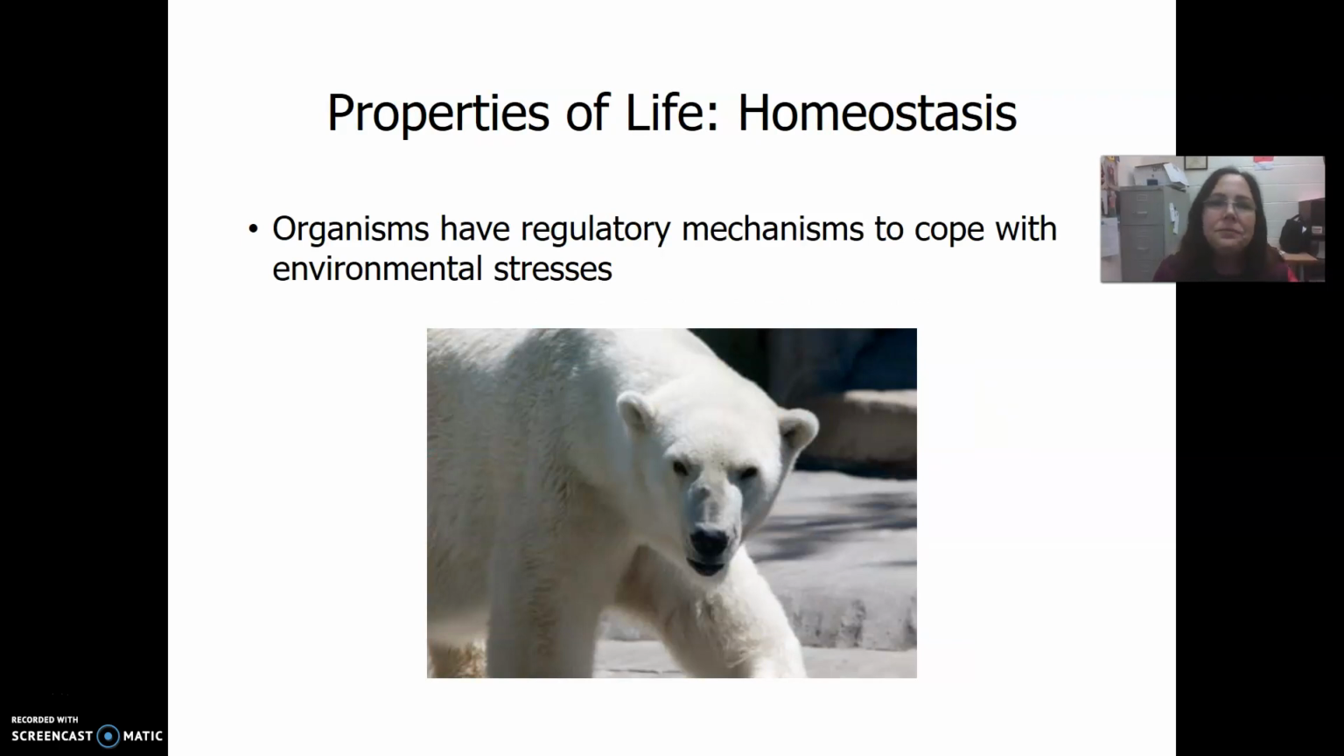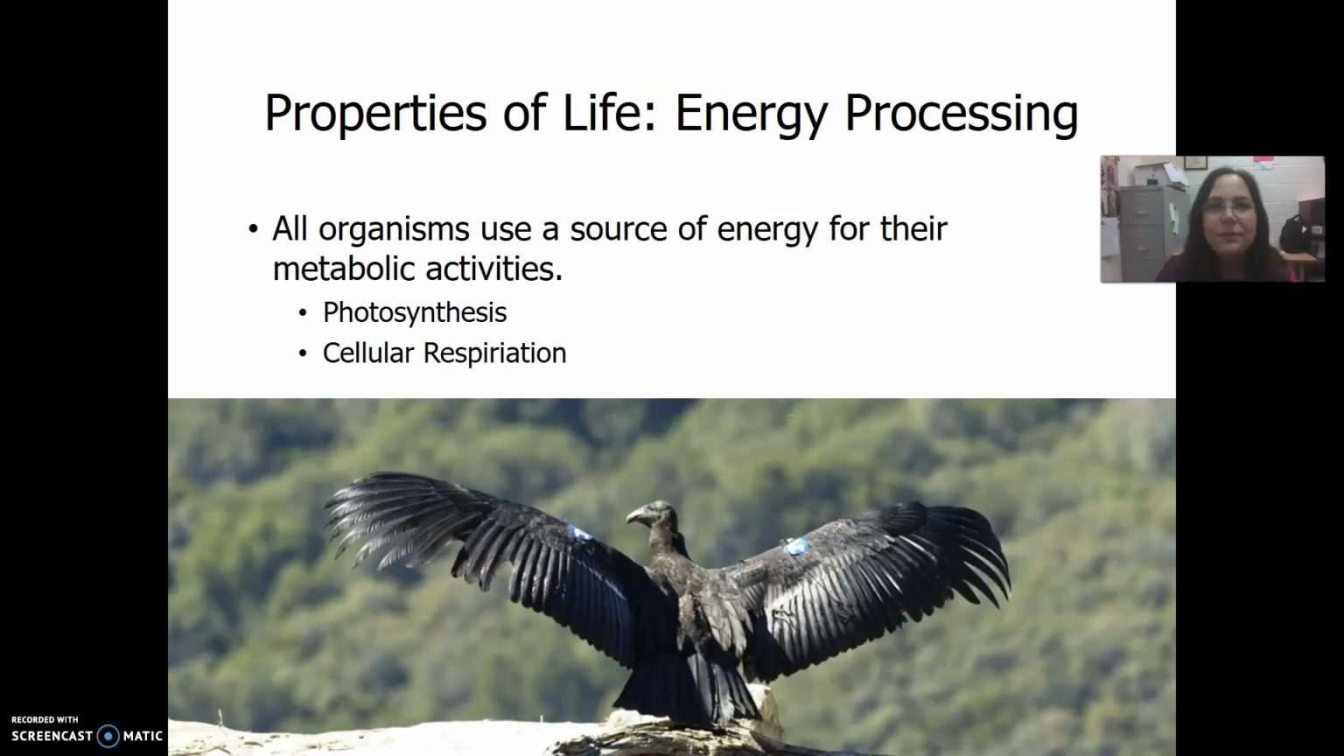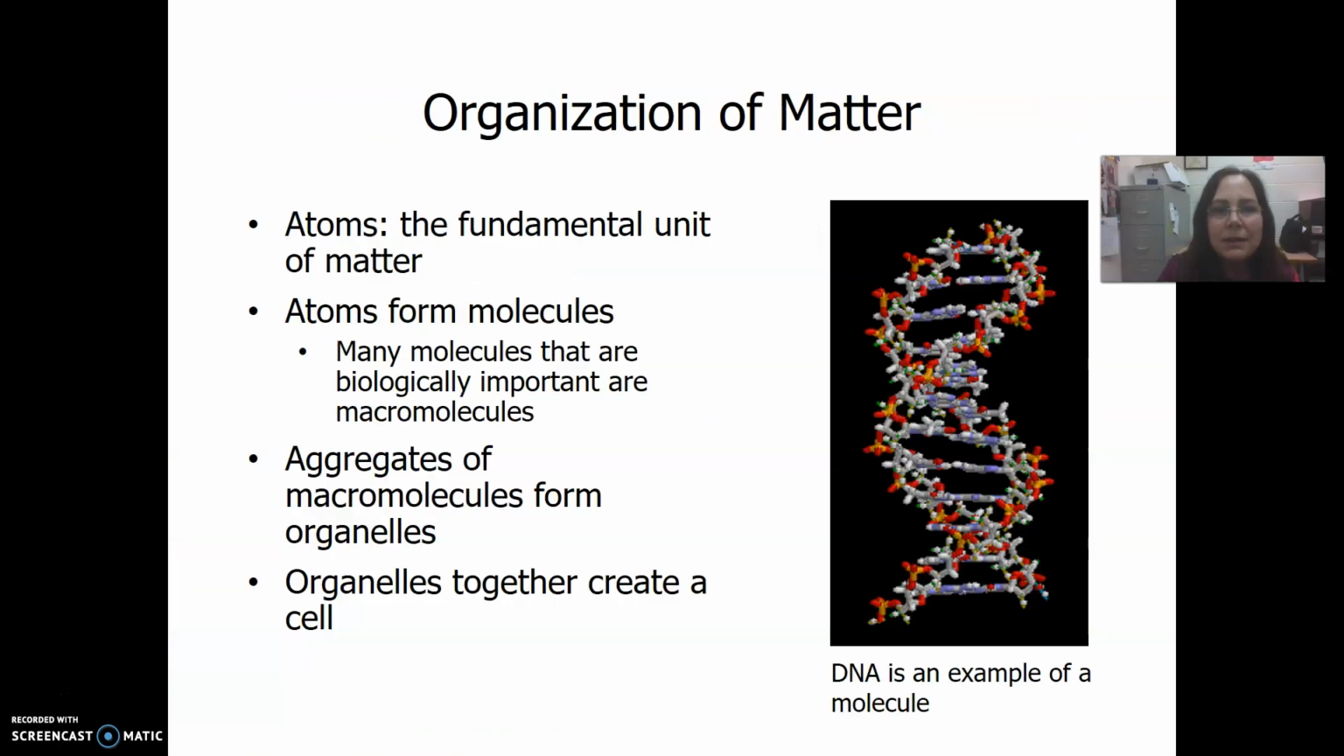So this polar bear has regulatory mechanisms to cope with the stress of how cold it is, and it has a lot of fat for heat, and also as energy reserves, because sometimes it has to go long periods without food. And then we've got here energy processing, which I told you earlier, that photosynthesis and cellular respiration are actually the reactions that we're going to concentrate on. So we're going to talk about organization in a little bit more detail.